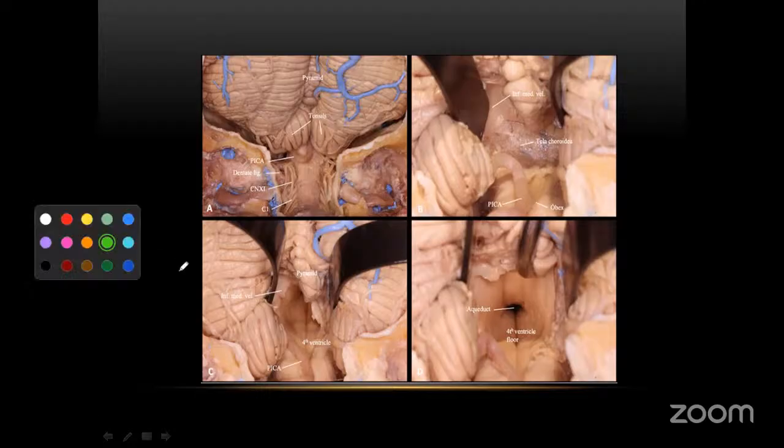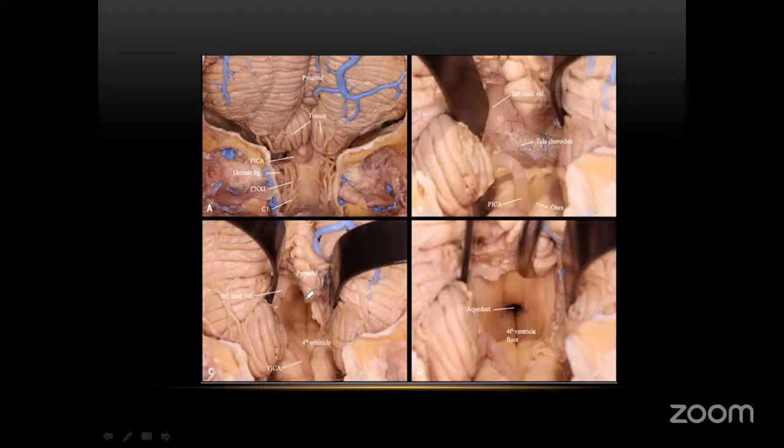Yes or no? Yes, sir. Look at here. You can easily see and appreciate the upper part of the medulla oblongata. What is this midline? Yes, please. Posterior median sulcus.